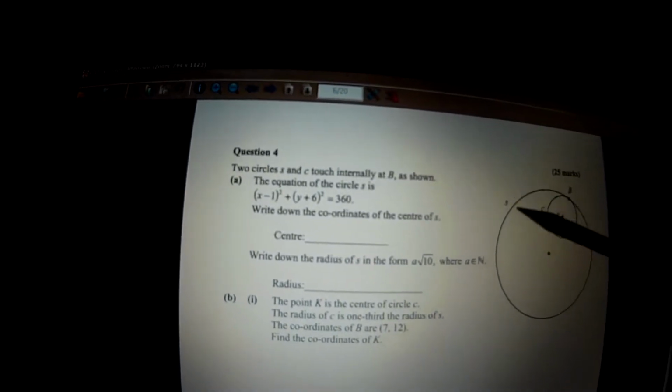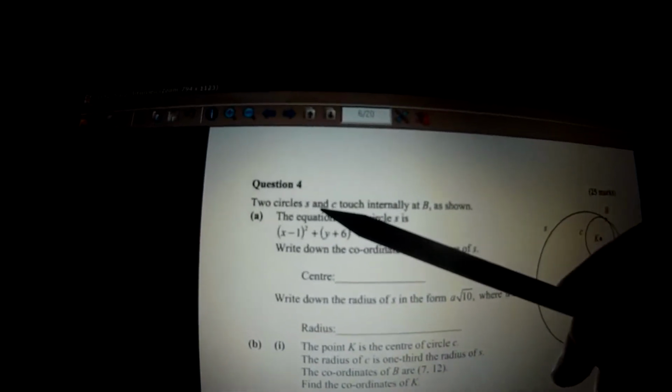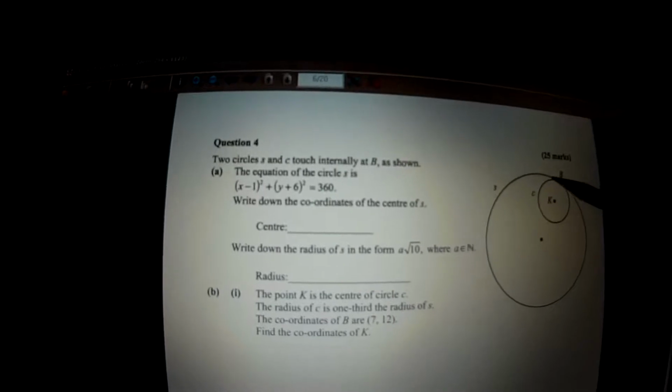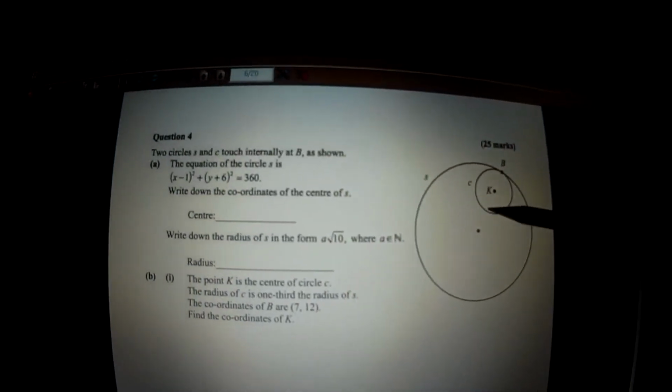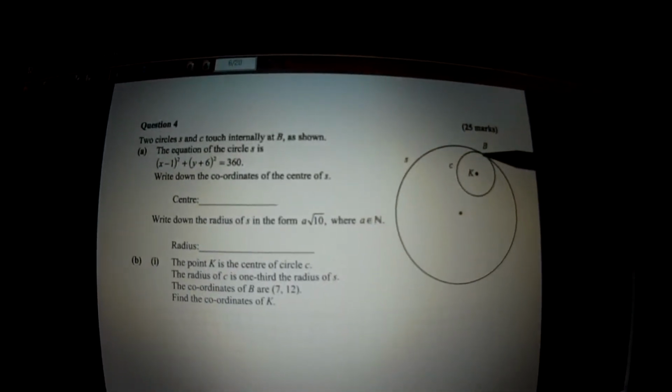This is past paper 2015, paper 2, question 4. Two circles, S and C. So that's S and that's C, that little one there. They touch at B, so they touch there.